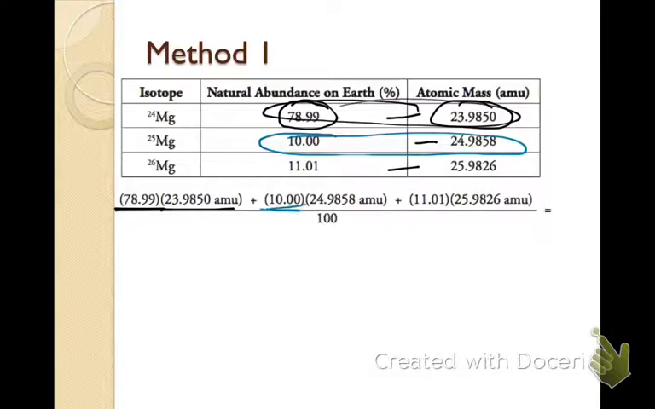So 10% had a mass of 24.9858, and the third line, 11.01%, had a mass of 25.9826 AMU. You would never have to memorize these numbers, just the method of doing it, and you'll see a graph or a table like this later on.